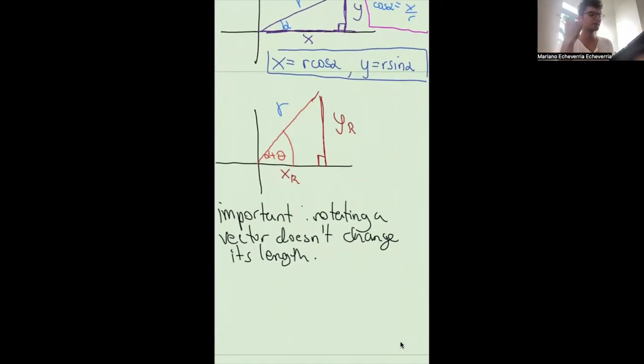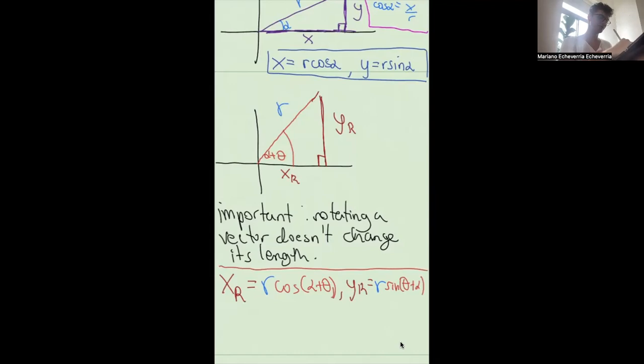Perfect. That's a cool thing, because then we can use the same formula, keeping r because r is the same, and using the new angle. So x sub r is r cosine of theta plus alpha, because now the angle is alpha plus theta. And y sub r is r sine of theta plus alpha. It is essentially the analog of the previous formulas, but for the new angles and new variables. Is that making sense?